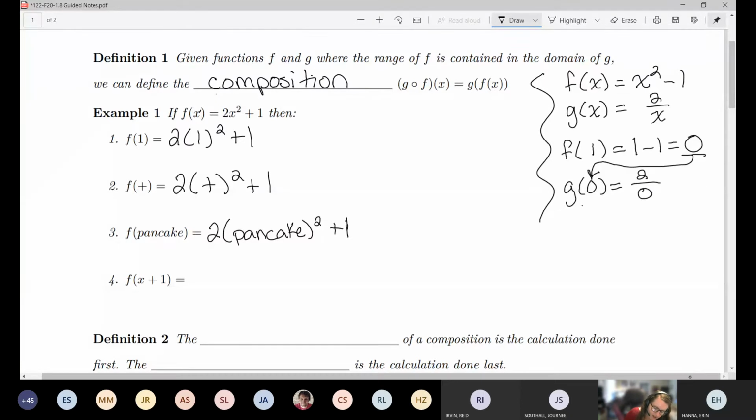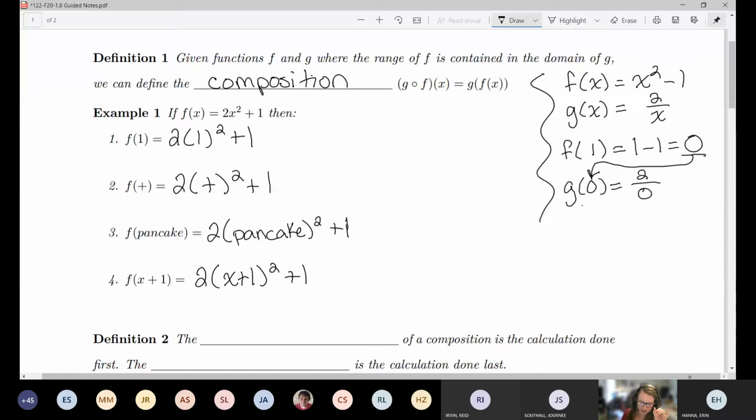So kind of the meat and potatoes, if you will, of compositions is essentially saying you're taking something more complicated than just a number or an x or a y, and you're plugging it into another function. So what if I ask for f of x plus 1? So that's telling me that everywhere I used to see an x is now going to become an x plus 1. So that would turn into 2 times (x plus 1) all squared plus 1.